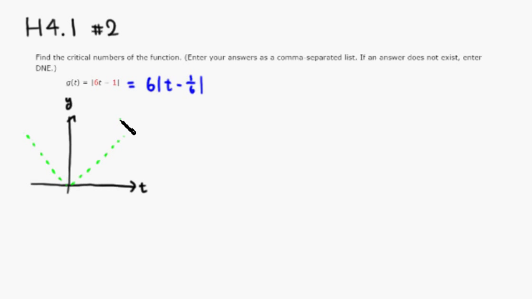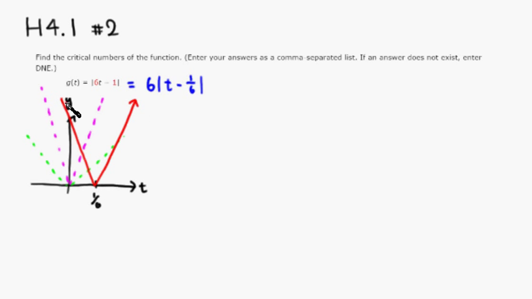The first transformation is multiplying by 6, so it's going to get steeper, so I'll just draw it kind of like this. It has a vertical stretch like that, and then it's shifted to the right by 1/6, so I'll just put the 1/6 there. So the graph is going to look somewhat like this.